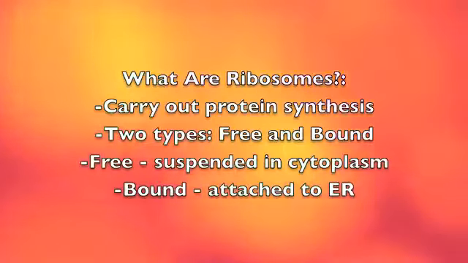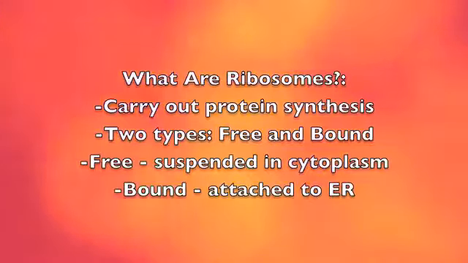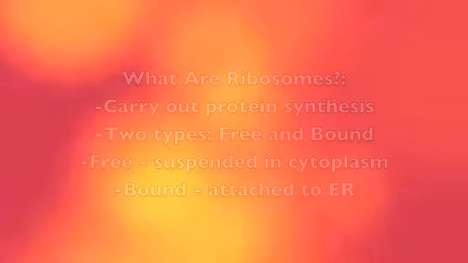There are two types of ribosomes, free and bound. Free ribosomes float throughout the cytoplasm of the cell, while bound ribosomes are attached to either the ER or the nuclear envelope. Both of these types of ribosomes are identical to each other in their structure.